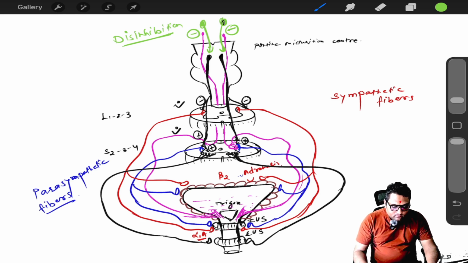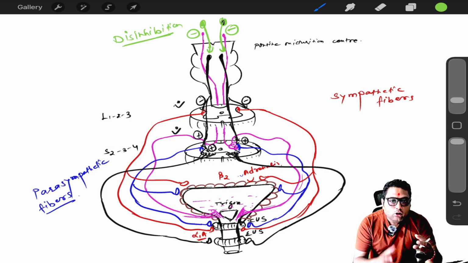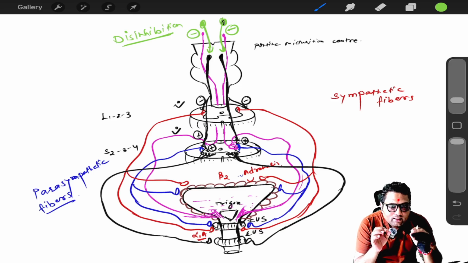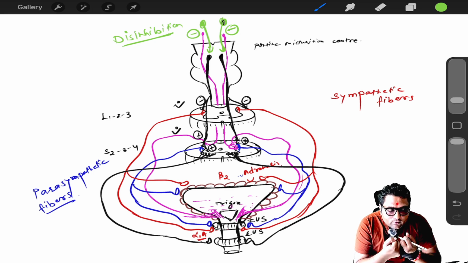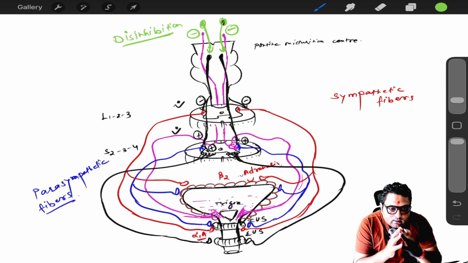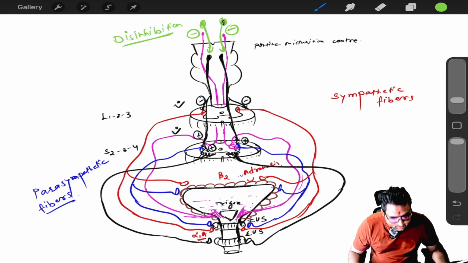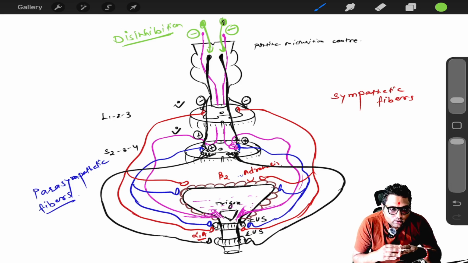So the pontine micturition center and suprapontine centers coordinate the activity of sympathetic and parasympathetic fibers for storage of the urine and voiding of the urine when an appropriate place is reached. That is how the reflex contraction occurs. Reflex contraction of the bladder occurs at the appropriate place to void the urine. Right, so this is the basic physiology of micturition.